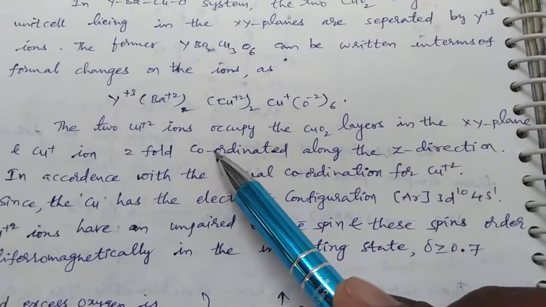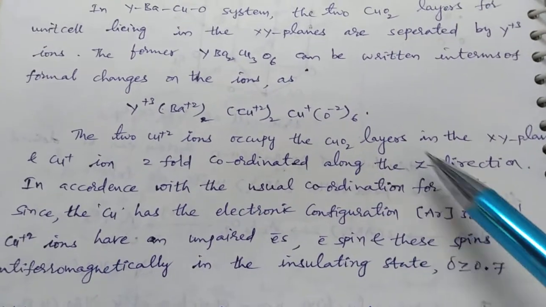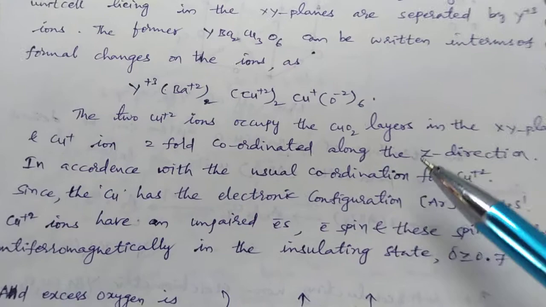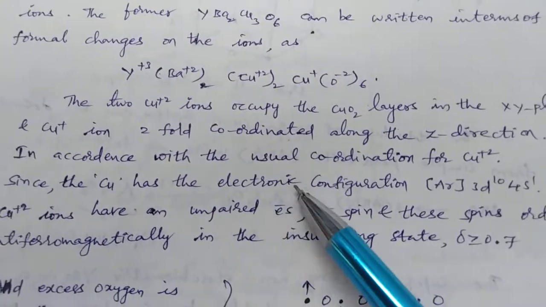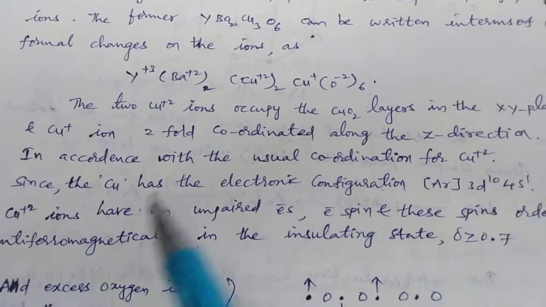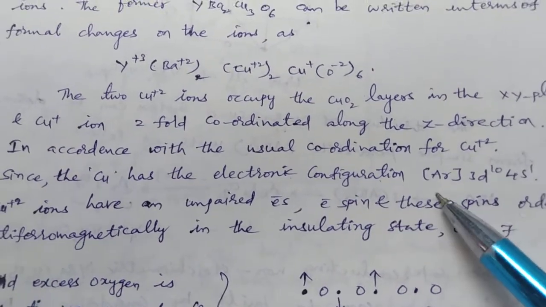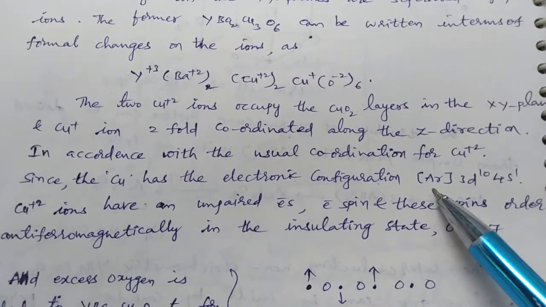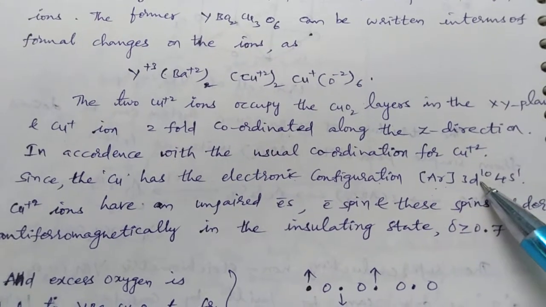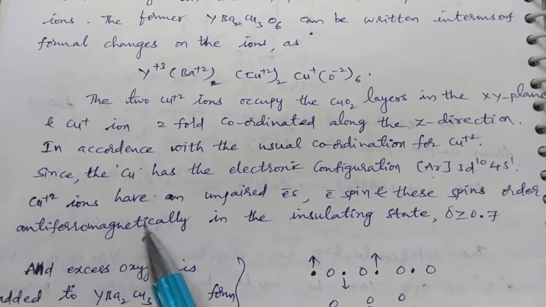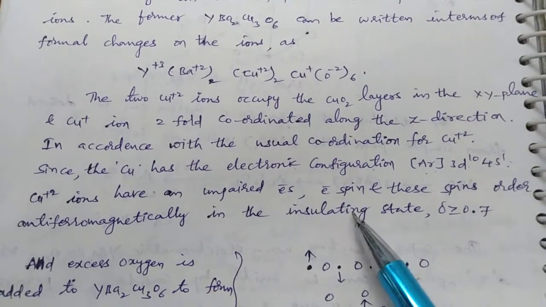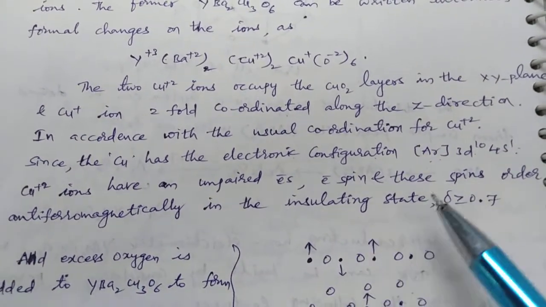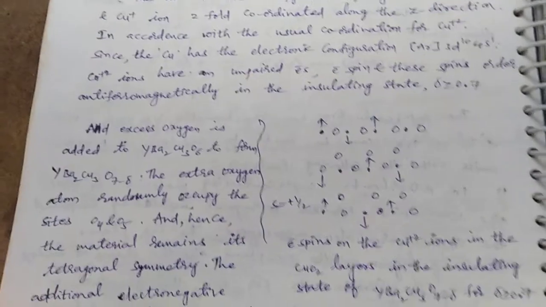The two Cu+2 ions occupy the CuO2 layers in the xy planes, and the Cu+ ion is twofold coordinated along the z direction in accordance with the usual coordination for Cu+. Since copper has the electronic configuration argon 3d10 4s1, copper atomic number is 29, argon atomic number is 18, 18 plus 10 is 28, plus 1 is 29. Cu+2 ions have an unpaired electron and electron spin, and these spins are ordered antiferromagnetically in the insulating state if delta is greater than or equal to 0.7.